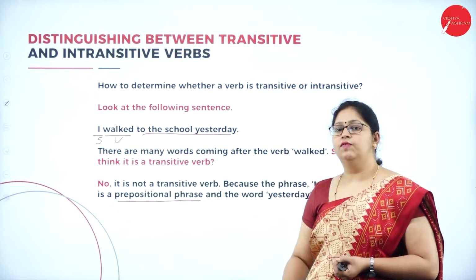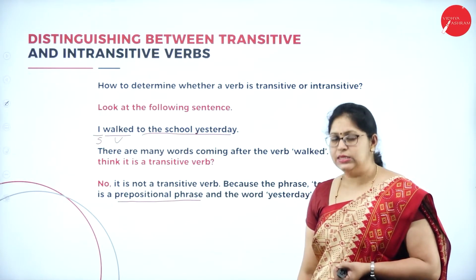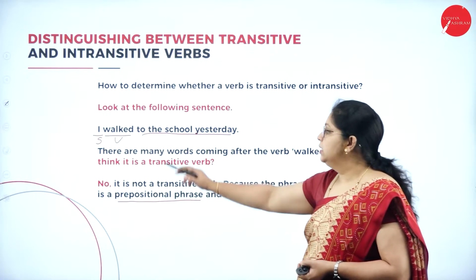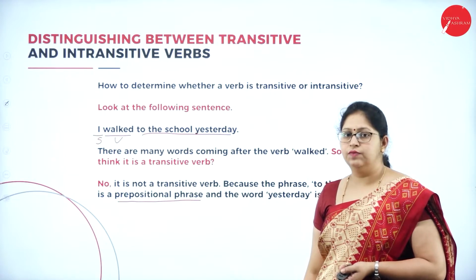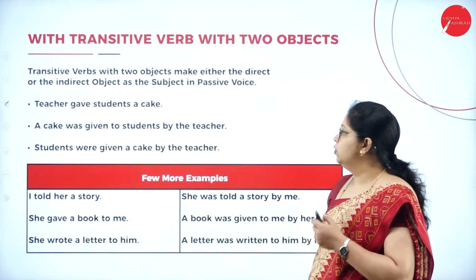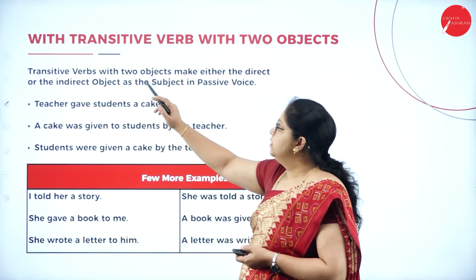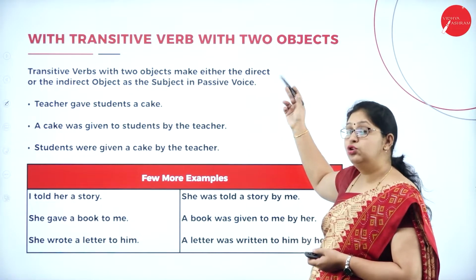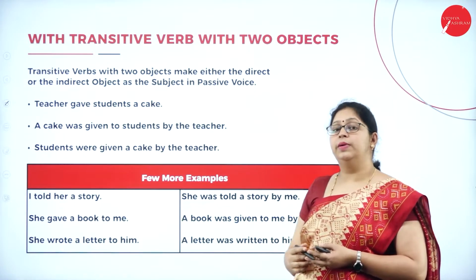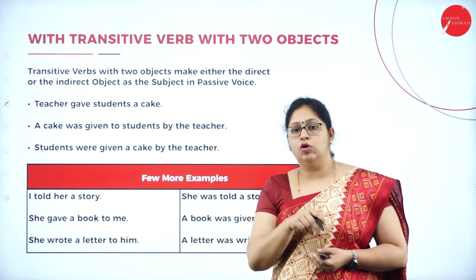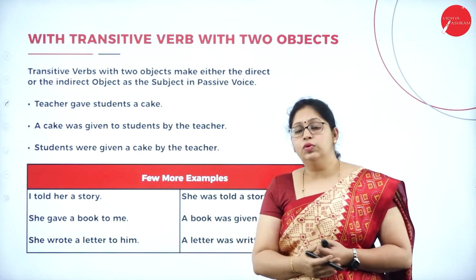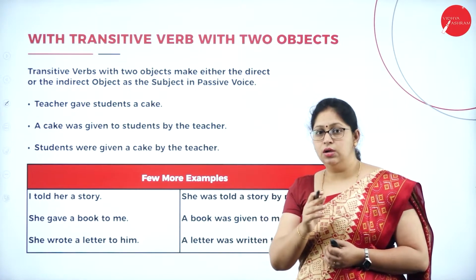Then what type of verb is it? Yes, you are correct. This is an intransitive verb. This is not a transitive verb. Okay. Let us see a few more. With transitive verbs with two objects, sometimes there will be two objects in a sentence. Subject, verb and two or more objects will be there. What to do at that time? Correct? That is your doubt now.